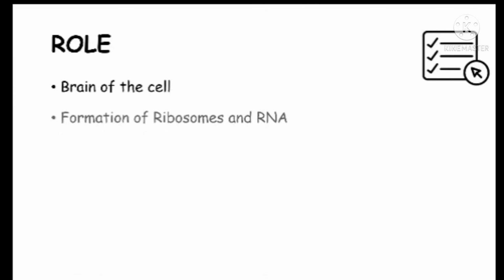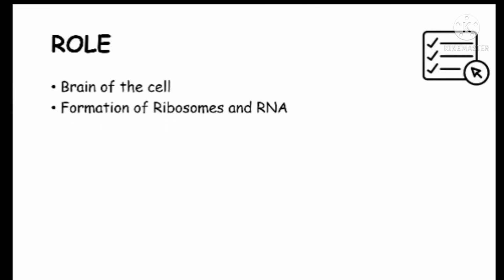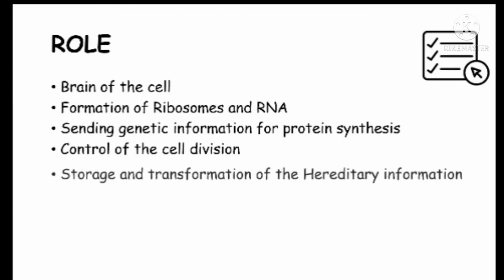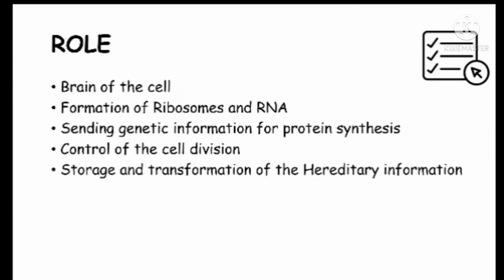Now we are going to talk about the role. The nucleus is the brain of the cell. It controls all the functions of the cell. It forms the ribosomes and ribonucleic acid, that is the RNA. It also sends genetic information for protein synthesis. It controls all the cell division processes like mitosis and meiosis. It also performs the function of storage and transmission of hereditary information, that is in the form of genes.